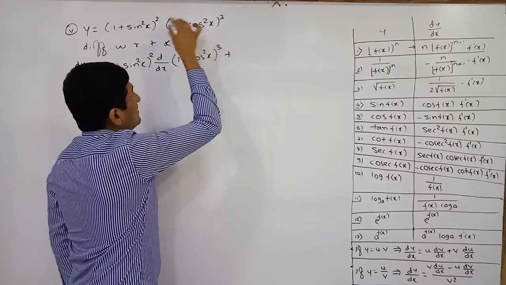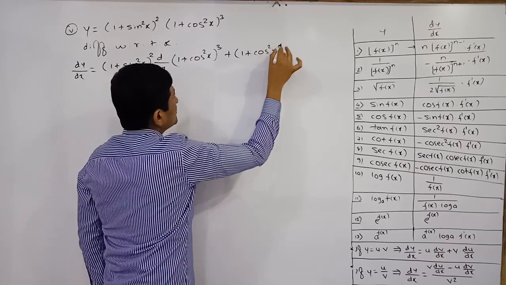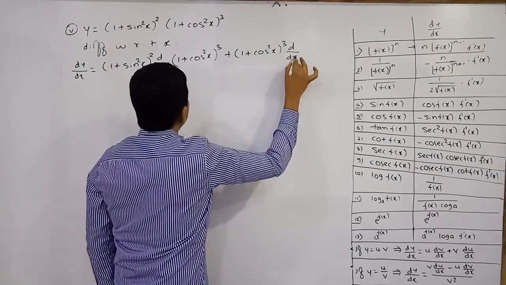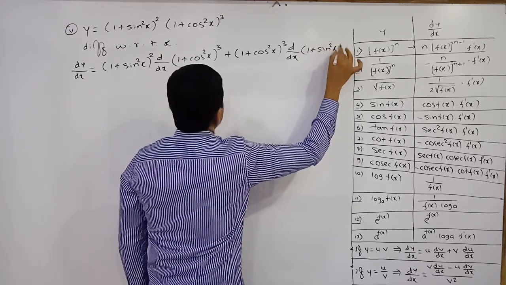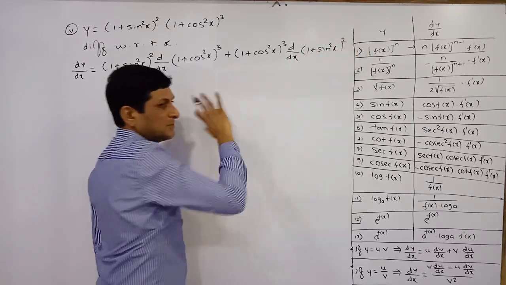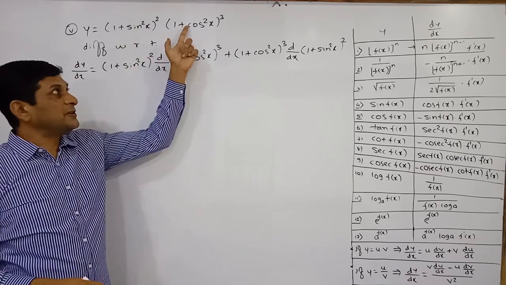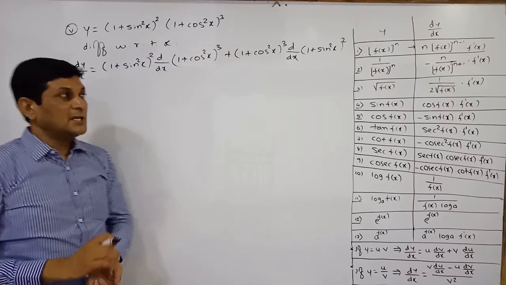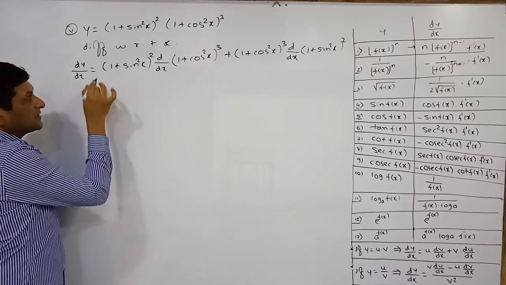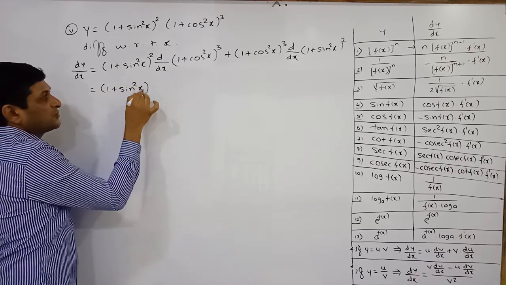Plus second term as it is. The second term is 1 plus cos square x raised to power 3 as it is, into the derivative of the first term, where the first term is 1 plus sine square x raised to power 2. Now we have simply substituted the values in the product rule: first term as it is into the derivative of the second term, plus second term as it is into the derivative of the first term. So which is equal to, here keep this first term as it is, 1 plus sine square x raised to power 2 as it is.